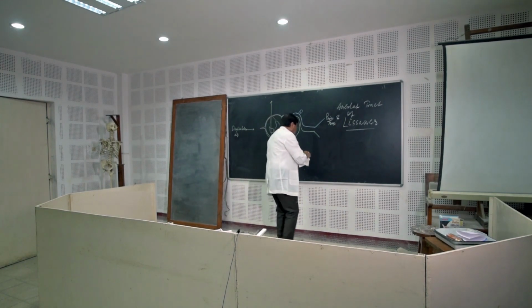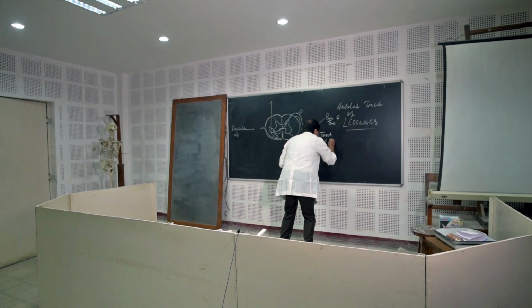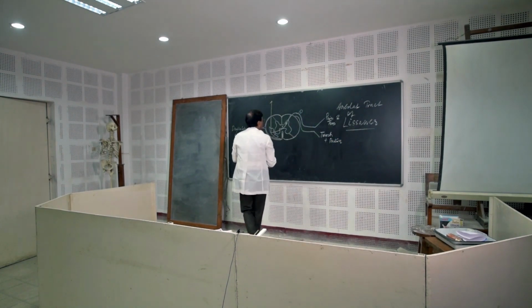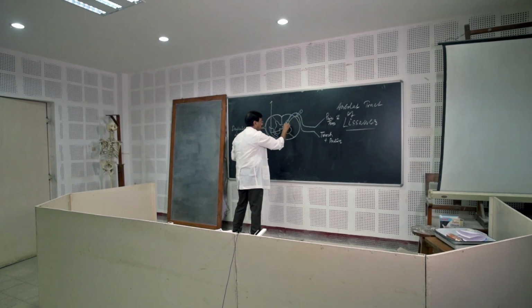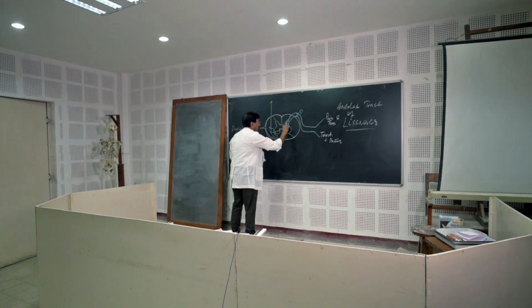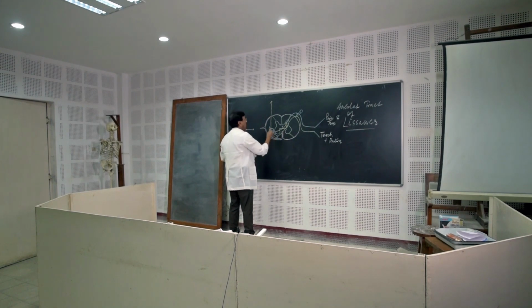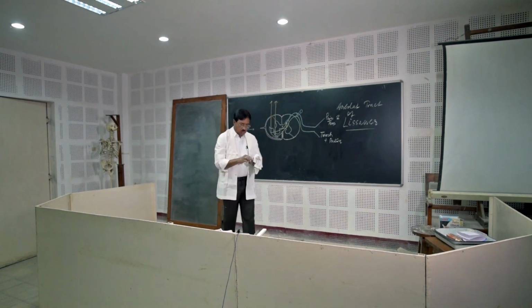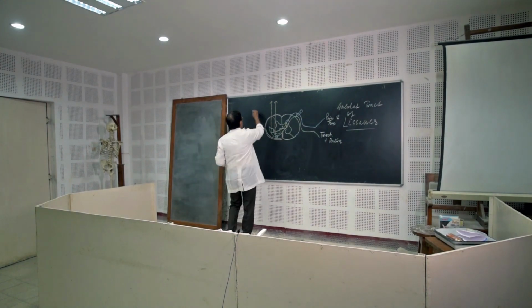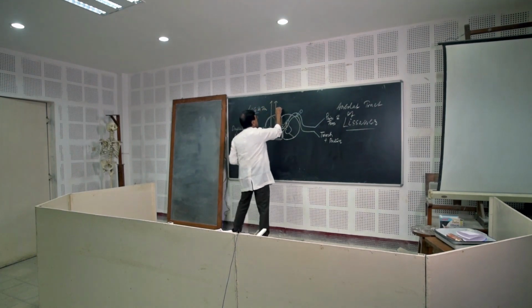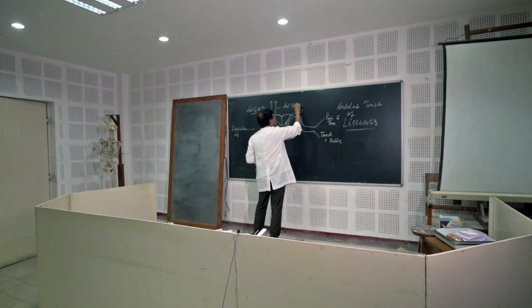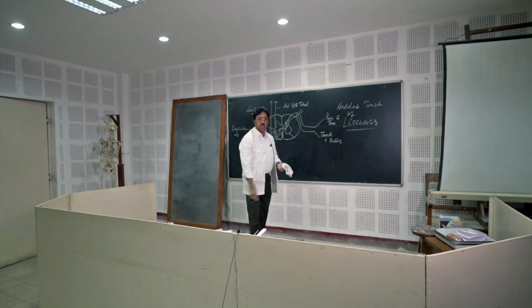Similarly, touch and pressure fibers enter, and as they enter, they also cross to the opposite side, coming to the anterior funiculus, to form respectively the lateral spinothalamic tract and the anterior spinothalamic tract.